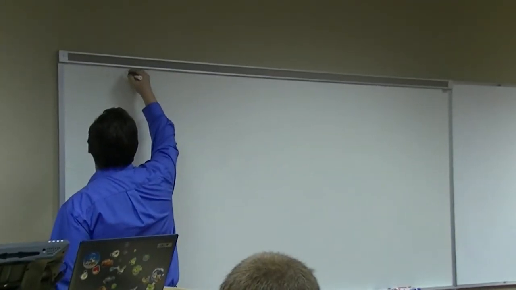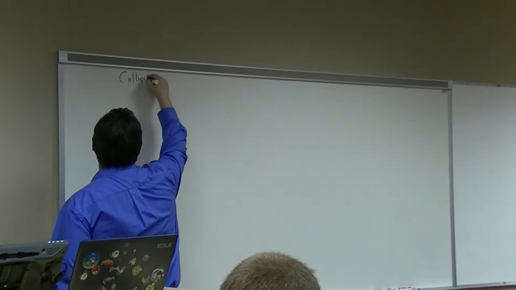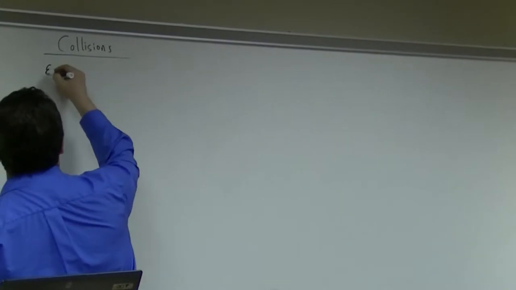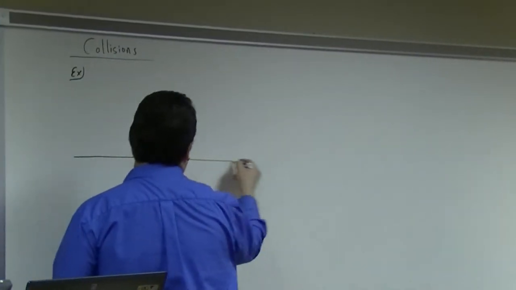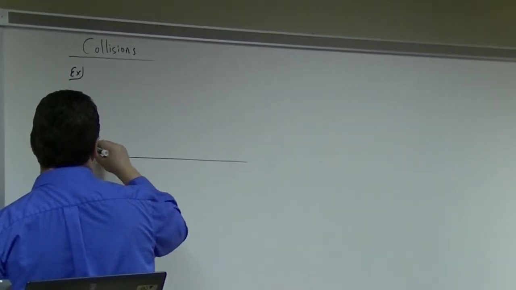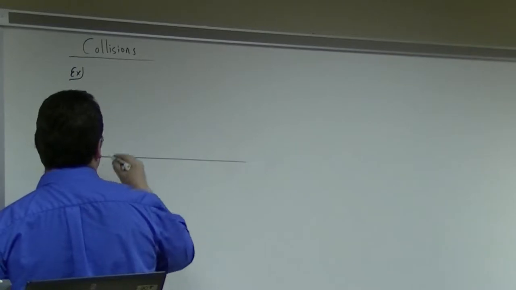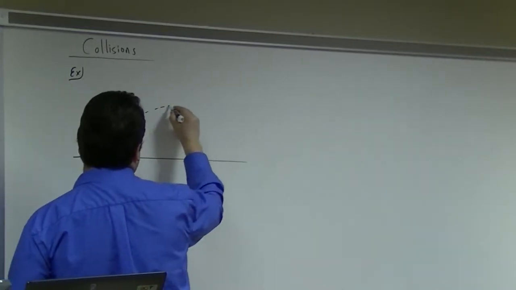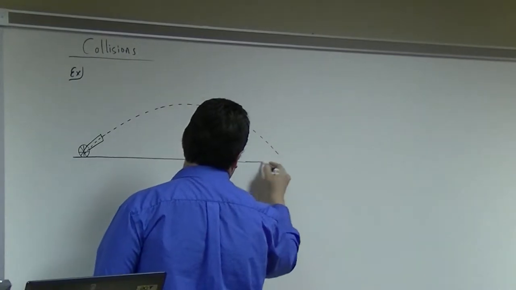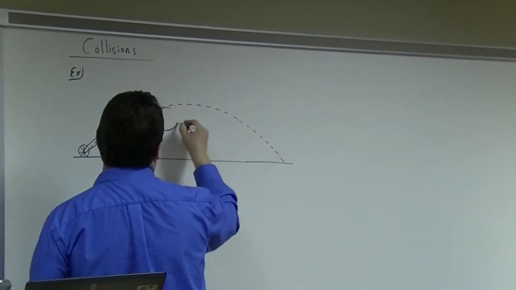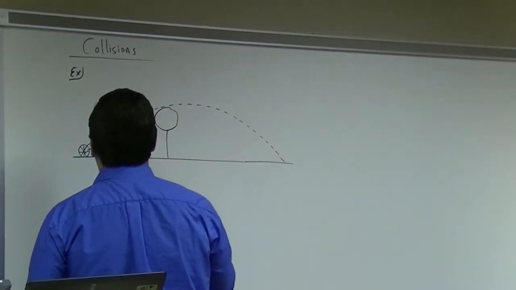So, more about collisions. Start out with a kind of simple example. Suppose some dude's got a cannon. He tells you that he's going to take his cannon, and he tells you what he's going to do: he's got this fantastic cannon, and he's going to shoot over this tree.